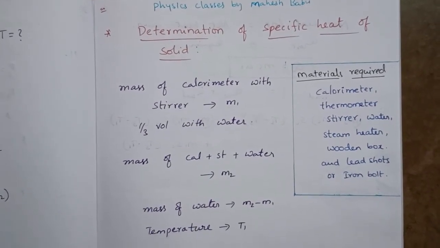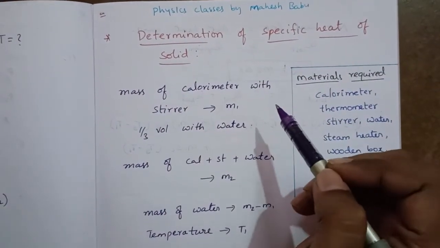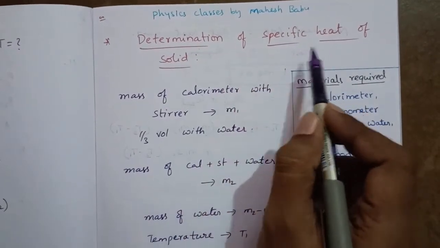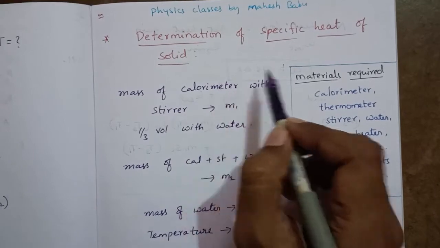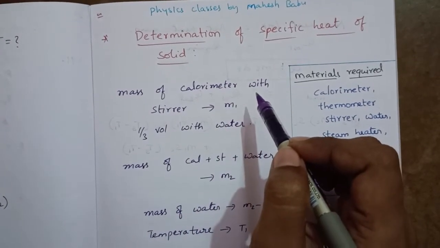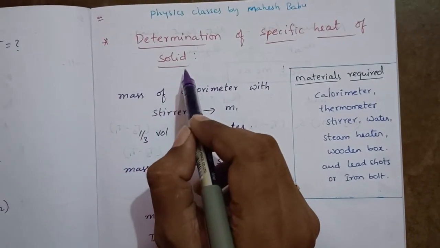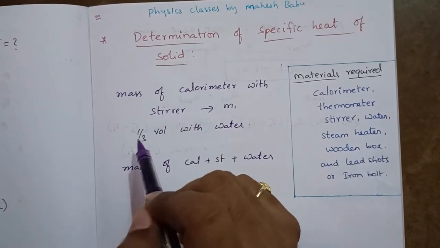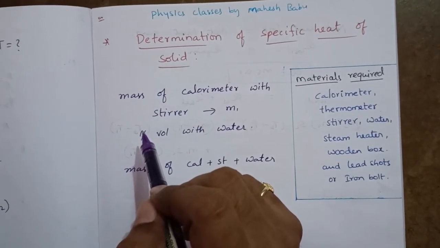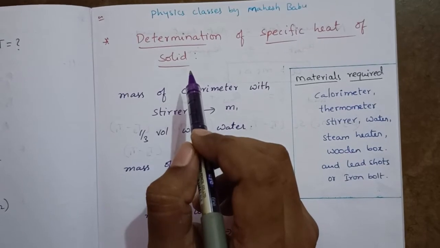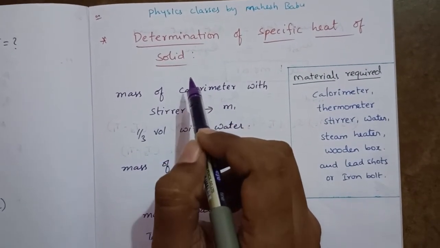Today we'll discuss determination of specific heat of solids. Determination of specific heat of solids, lab activity. 10th class physics lab activity. We should find the specific heat of a given solid material. Whatever the solid they give, we can find the specific heat of it.